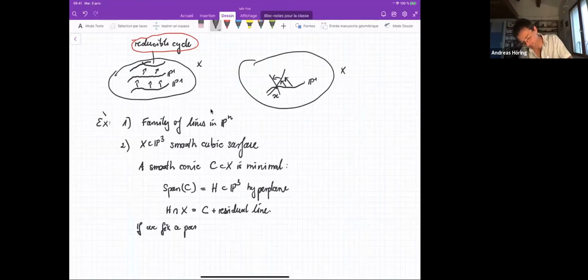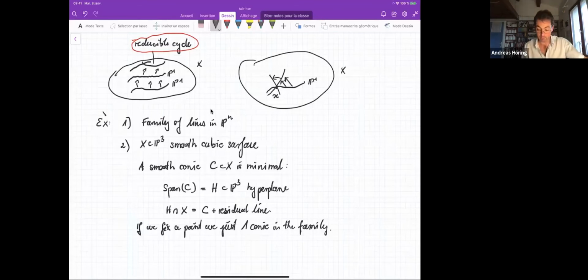So in some sense, this condition that if I fix a point, it becomes unsplit. This is easy because I just have one rational curve. So certainly it does not break up. Okay, so these are examples of minimal rational curves.